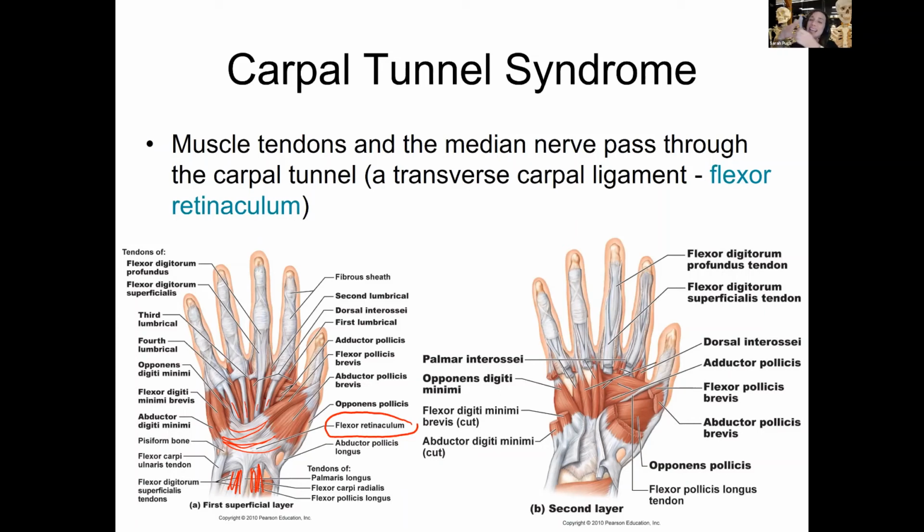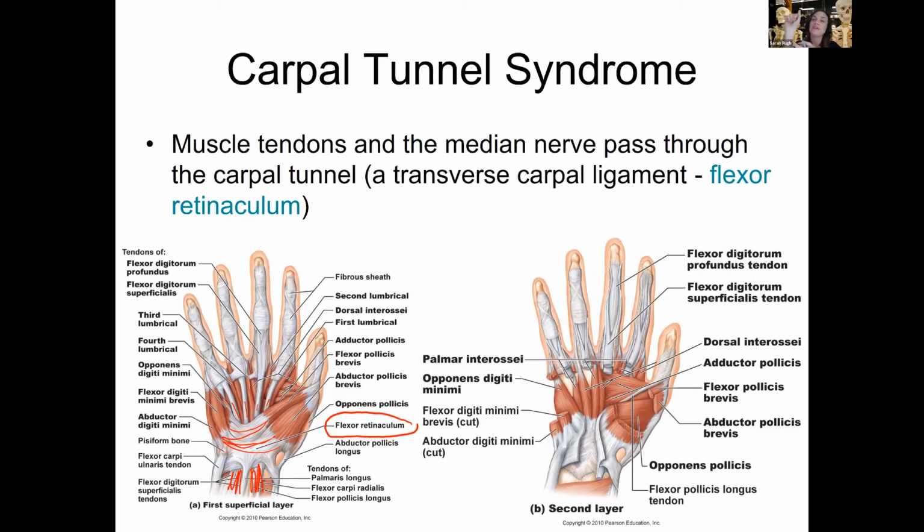What can happen if you are overusing your wrists? Maybe you sit on a computer and you use your mouse all day long. Depending on what you do, a lot of times all of those tendons in there, especially if you're doing this movement a lot, can swell through overuse. As they swell, because they're running under the flexor retinaculum, they have nowhere to go.